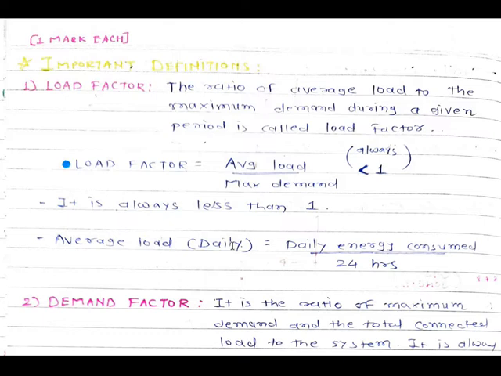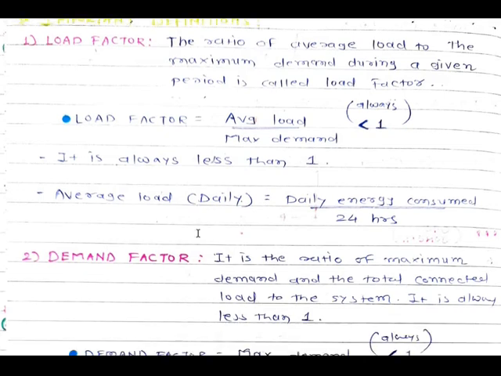The average load daily is equal to the daily energy consumed, which will be calculated in kilowatt hour, divided by 24. So energy consumed per day divided by 24 hours will give you the average load for 1 day.